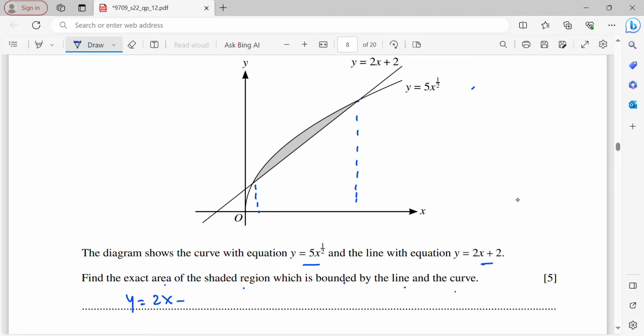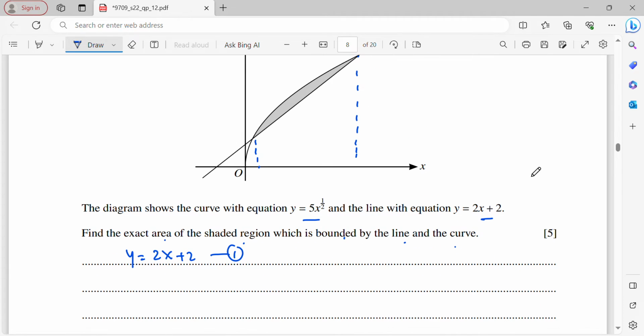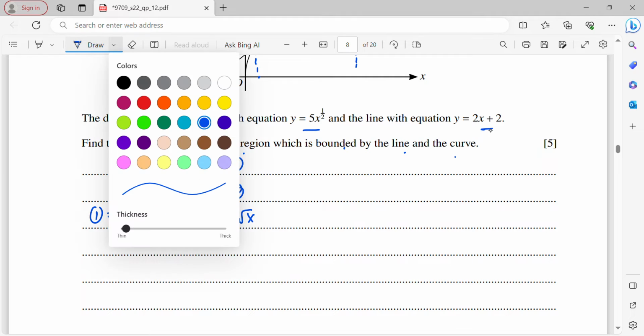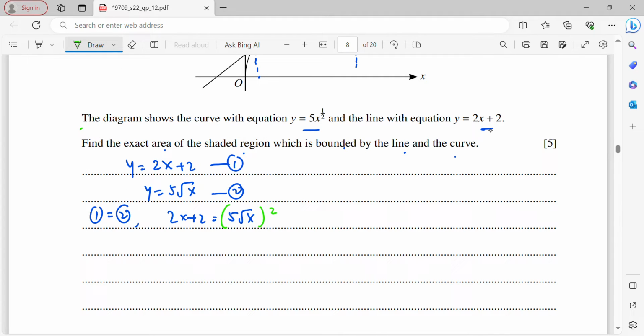So the intersection points are found by solving the simultaneous equations. When we need to solve these simultaneous equations, I will just let first equals to second, or first substituted into second equation. So I will get 2x plus 2 equals to 5 square root x. But since there's a square root x there, I need to square both sides to eliminate the square root. And then again, for the left hand side, we do quadratic expansion. It will be 4x squared plus 8x plus 4.